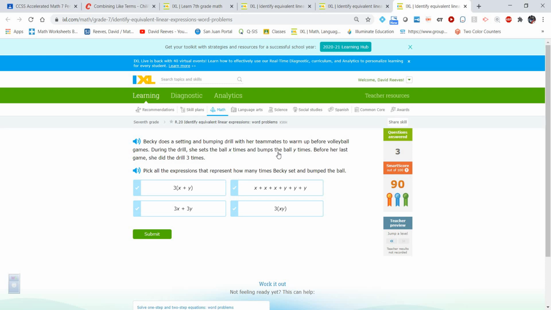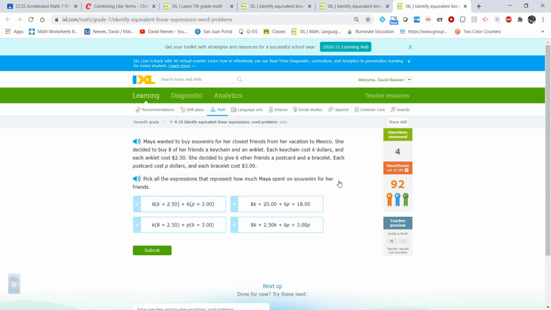So what do we have? We would have 3X plus 3Y, right? We could also have this one, right? Because she sets and bumps the ball, and then times 3. Those are equivalent, right? X plus X plus X plus Y plus Y plus Y. Wouldn't that also be equivalent as well? 3X's plus 3Y's. Could there really be 3 correct answers? Say it is so. Wow.